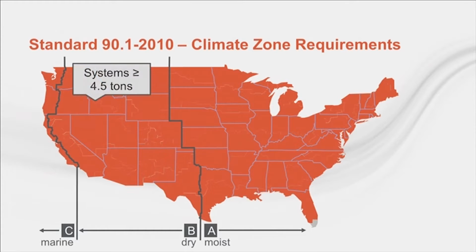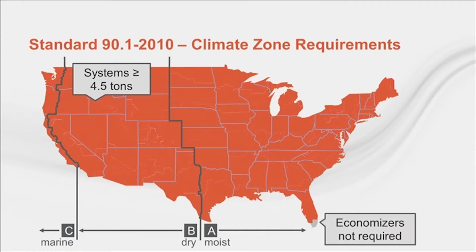As you can see here, nearly all climate zones require economizer usage when the design cooling capacity is greater than 4.5 tons. Notice the very southern tip of Florida, climate zone 1A. Here, economizers are not required. And the map for 2013 looks just the same as the 2010 version. There are several requirements for economizer usage in systems that serve computer rooms, but we're not going to focus on that today. Those requirements are included in your handouts.